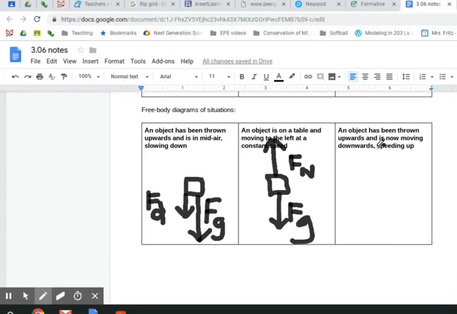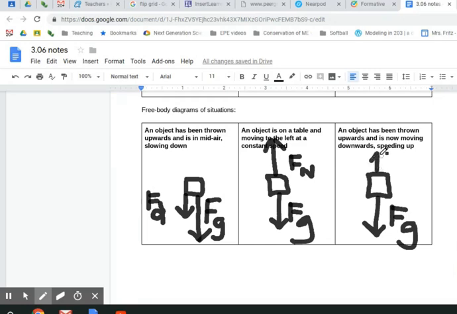Okay, the last one, an object's been thrown upwards and is moving downwards, speeding up. So here we go. We're going to start with force of gravity. That's always pointing down. If it's going downwards and it's speeding up, that means the net force has to be pointing in the direction of the object, which would be down. Also, if it's going downwards, drag would be pointing up.